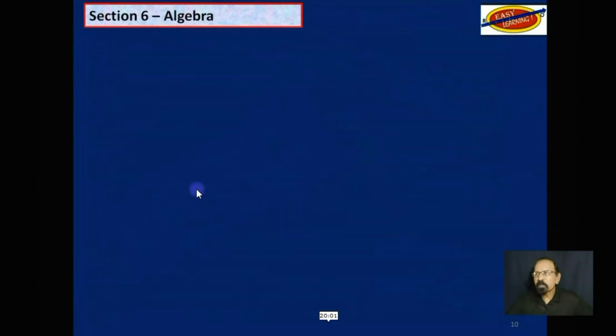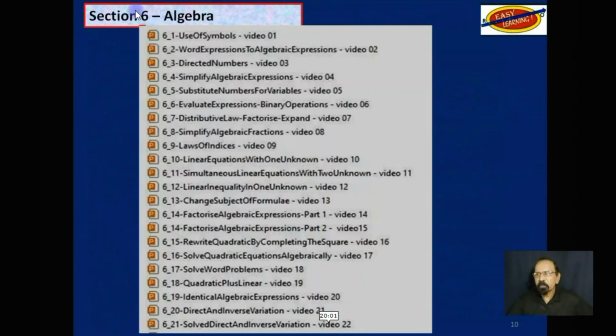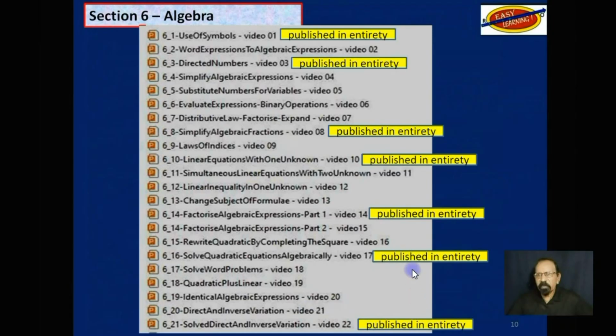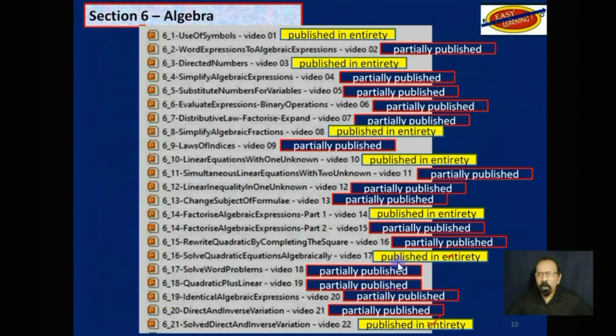Section 6, algebra. These 7 videos indicated in yellow here have all been published on YouTube in their entirety. The others are only partially published on YouTube.